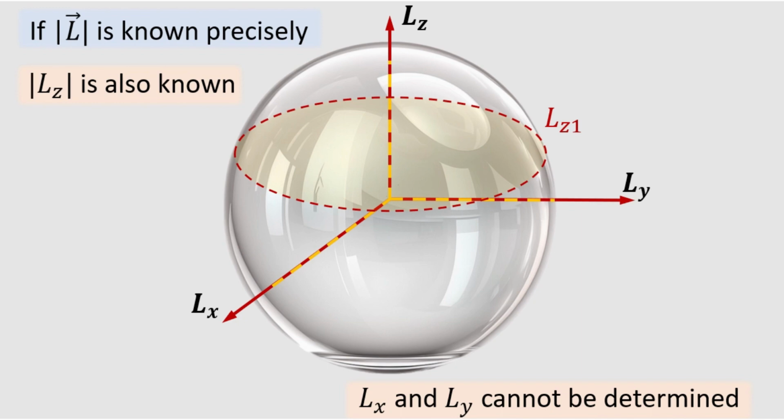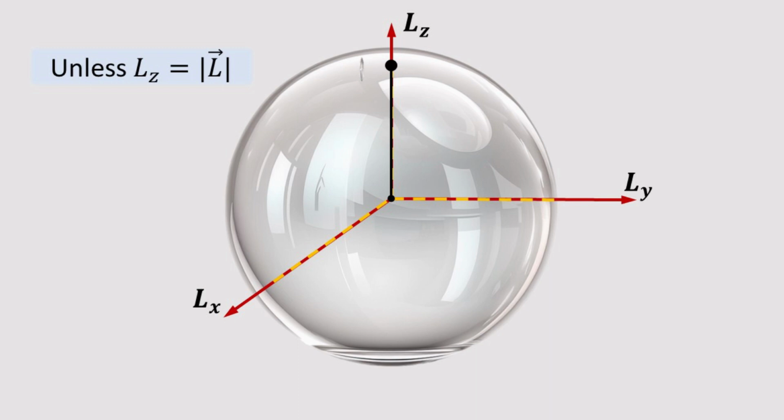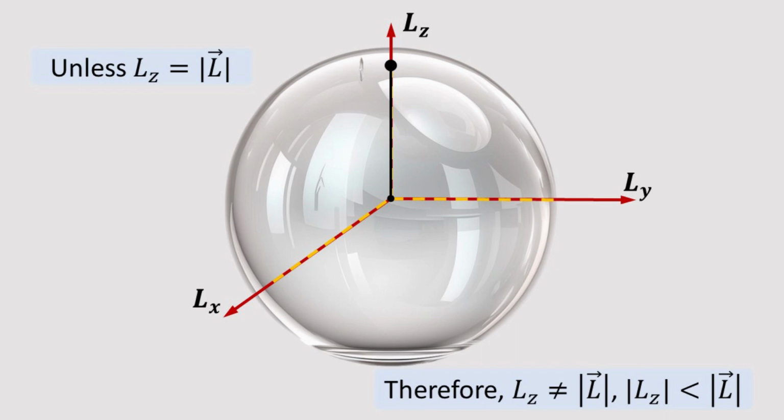Now, as long as the other two angular momentum components, Lx and Ly, cannot be precisely determined, then the particles are not being restricted to a reduced phase space. This is unless Lz equals L, which would then force Lx and Ly to be exactly zero, which would defy the Heisenberg uncertainty principle, as previously discussed. Thus, the Heisenberg uncertainty principle would require that Lz must always be smaller than L.